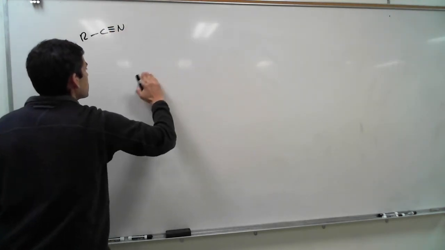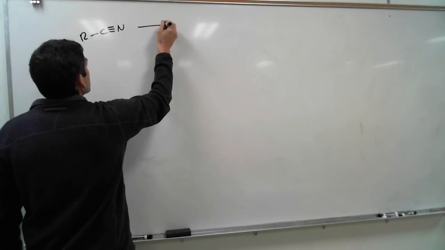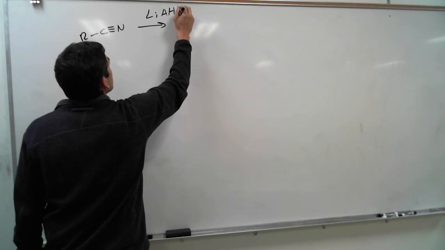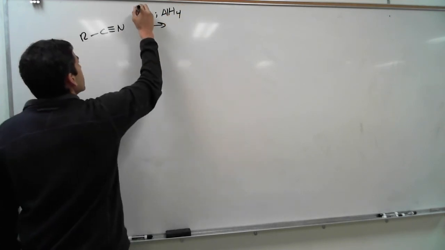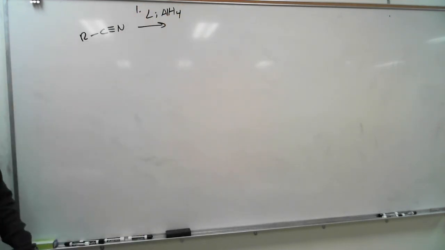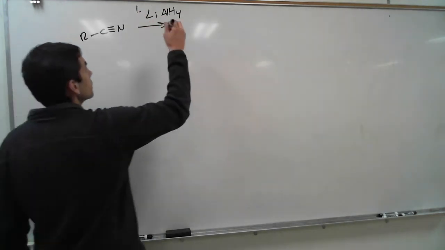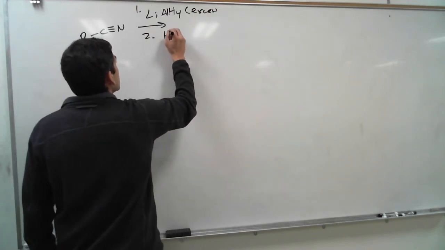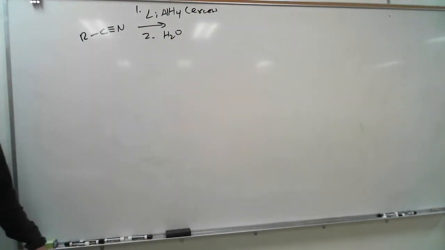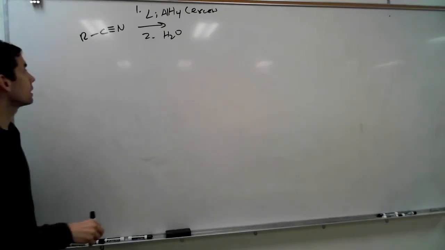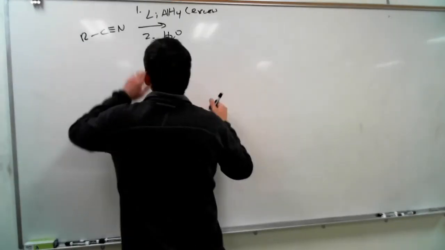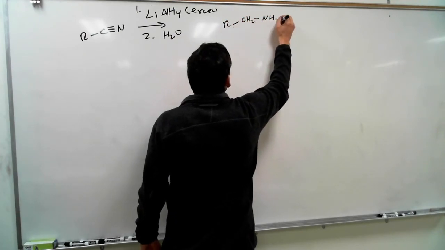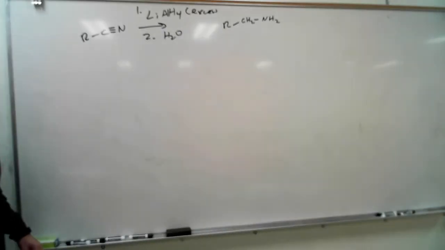This one, again, we're not going to worry too much about the mechanism, but very similar to what we saw with the other things, I can take lithium aluminum hydride, in excess. And then I'm going to use additional water. And so what we can do with this one is convert this into our CH2 amine, right? Very similar to what we saw before.